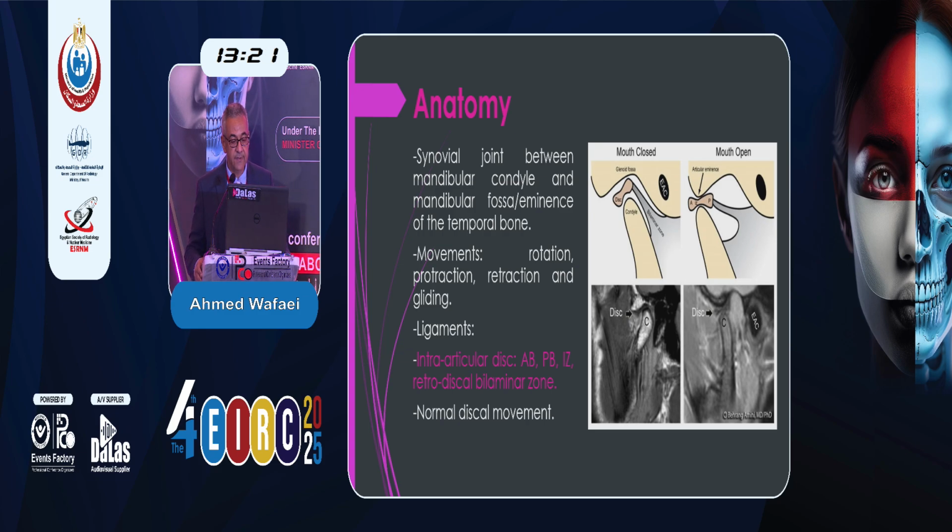The intra-articular disc is a biconcave fibrocartilaginous structure having a bow tie appearance and consists of a thick anterior band and thick posterior band with a narrow intermediate zone in between. And we have here the retrodiscal bilaminar zone, which is attached to the posterior capsule of the joint.